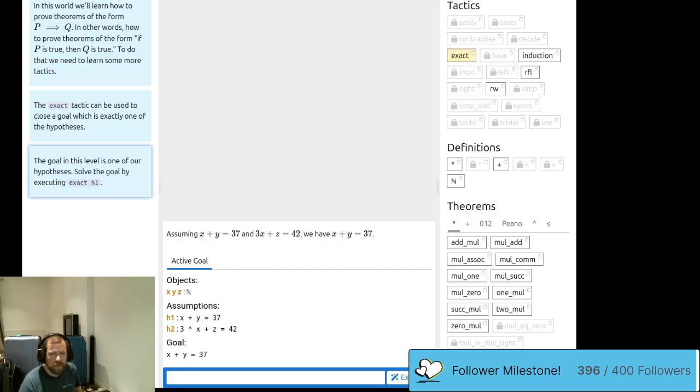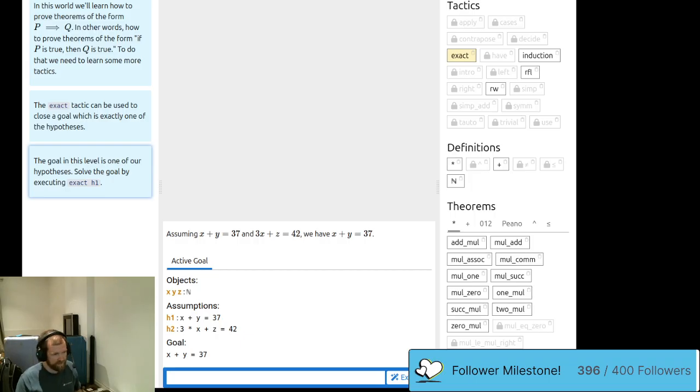Okay, so in here we have, assuming x plus y equals 37 and 3x plus z equals 42, we have x plus y equals 37. Right, so x, y, and z are going to be natural numbers. H1 is a statement which says x plus y equals 37, and H2 is a statement which says 3x plus z equals 42. The goal is to just state that x plus y equals 37.